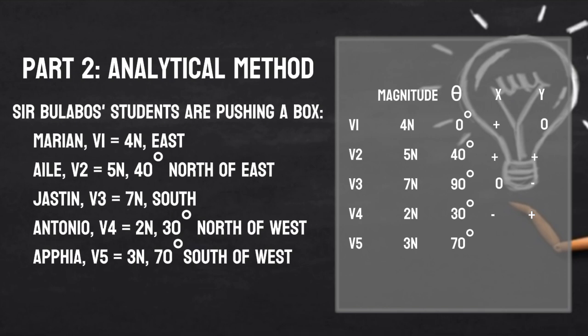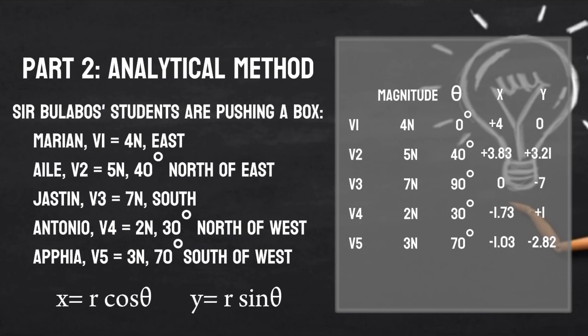The fifth vector is in the direction of south of west, and south of west is in quadrant 3. That's why both x and y are negative. So in solving the x and the y components, use these formulas. X equals r cosine theta and y equals r sine theta. Here are the following list. After completing the table, add all the components of x and y to get its summation.